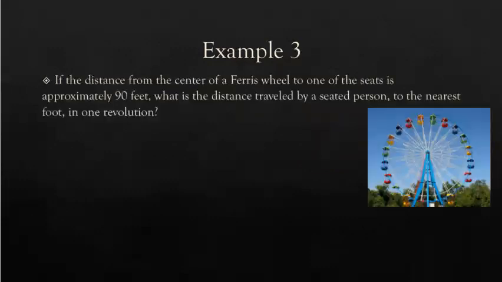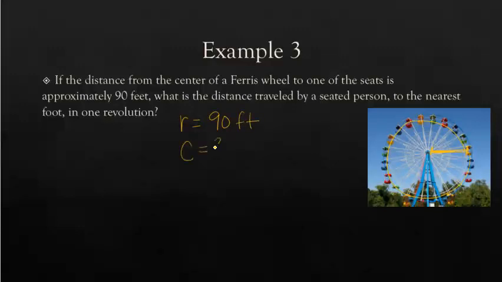Our last example, if the distance from the center of the Ferris wheel to one of the seats is approximately 90 feet, what is the distance traveled by a seated person to the nearest foot when they go around the Ferris wheel one time? So going around the Ferris wheel is going to be our circumference. We are given that the center to the seat is 90 feet. Is that our diameter or our radius? It's our radius. So our radius is 90 feet.